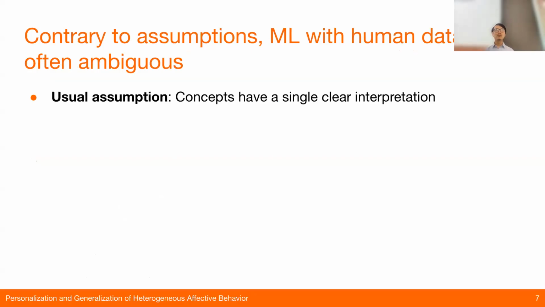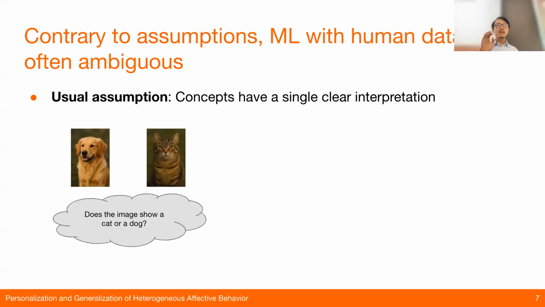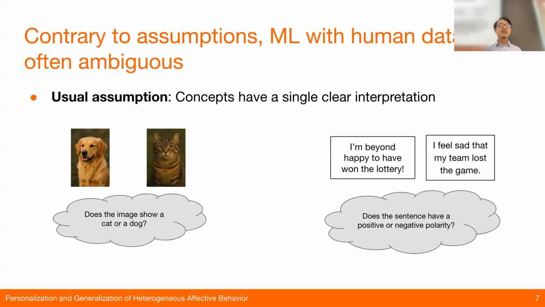So next, we will look into more of a perception now. So our usual assumption when you think of machine learning or other aspect is that concepts usually have a single and clear interpretation. So let's look into some examples. So here, the task is to classify cat versus dog. So when we look into it, we can clearly see the first one is dog and the second one is cat. So the second task is polarity classification. So as we can see, the first sentence is I'm beyond happy to have won the lottery. It more conveys positive polarity, whereas the second one more conveys negative polarity.